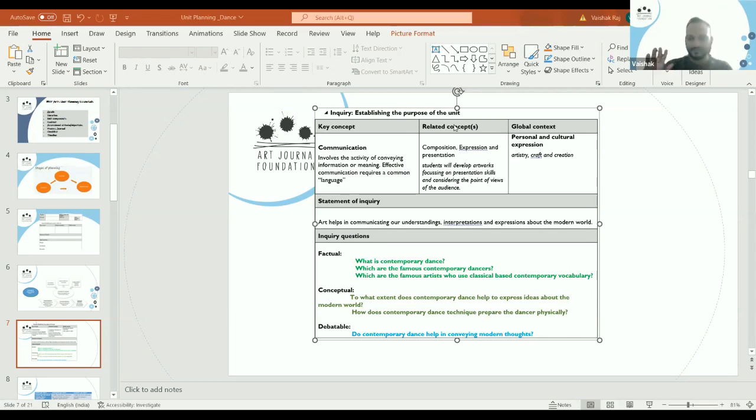Anyone else? Mine is ready, but I think my SOI is a bit weak. It's okay, we are here to help. I just put it on chat. So, unit title: Storytelling through dance. I'm using this unit, by the way. Oh, lovely. Okay. Identity, narrative, expression, orientation, and space and time.